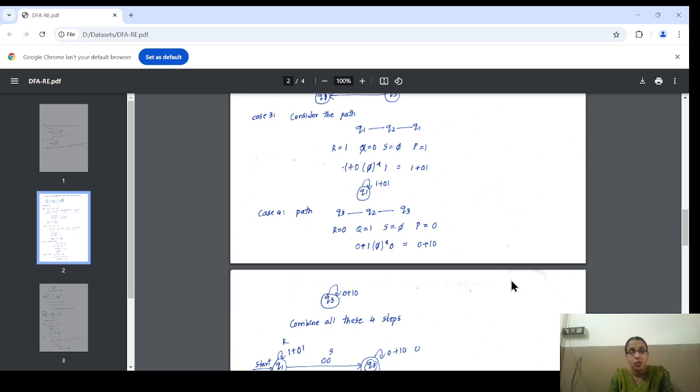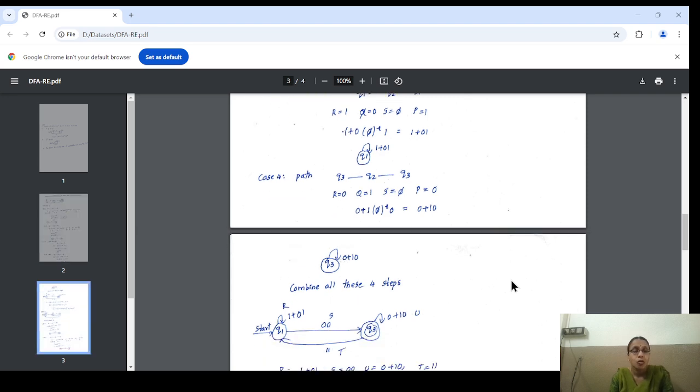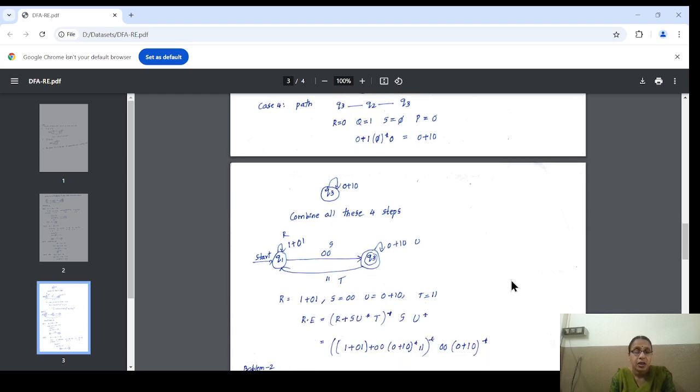By combining all these four cases, we get the values R, S, T, and U. We have to substitute them in the following diagram. We get the following regular expression.